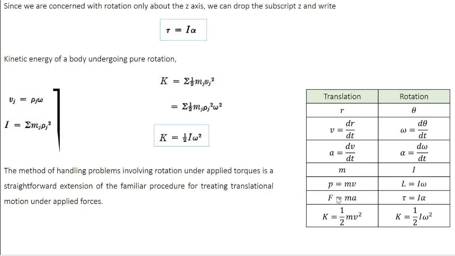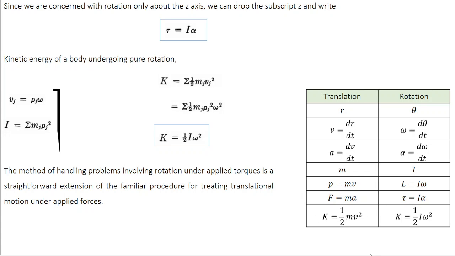And the equation of motion in translation is F is equal to ma. In the same way, you replace all the parameters with corresponding angular terms. Instead of F, you have tau, torque. Instead of mass, you have moment of inertia I. Instead of linear acceleration, you have angular acceleration alpha. So tau equal to I alpha. So this is the equation of motion in the case of pure rotation.